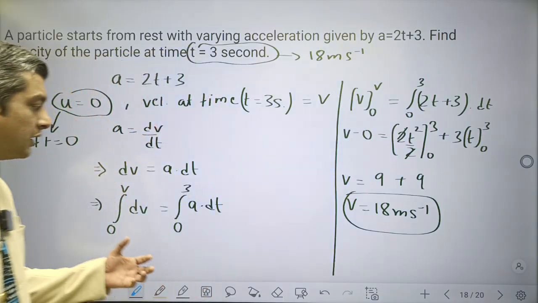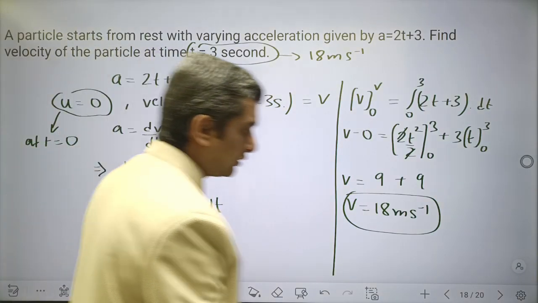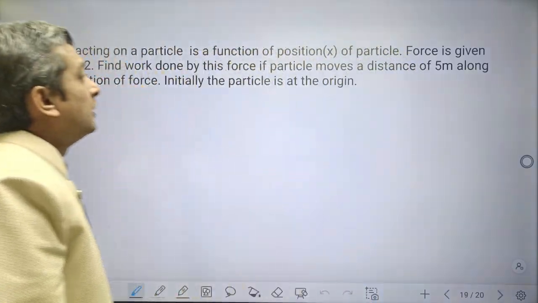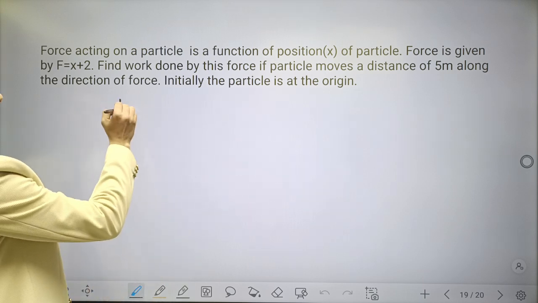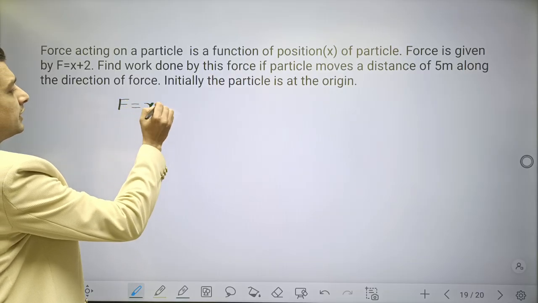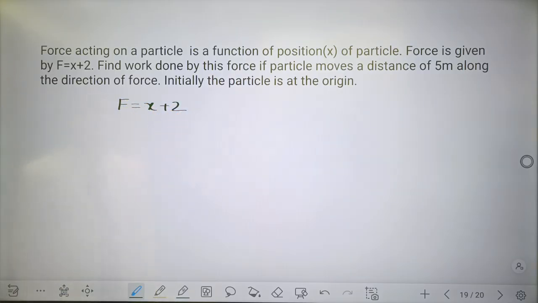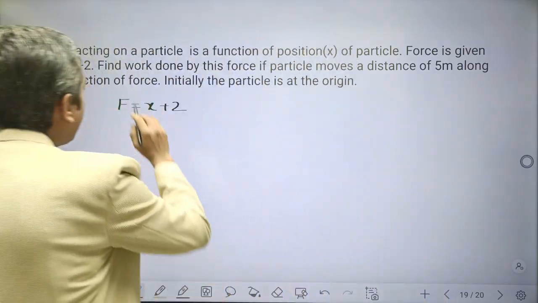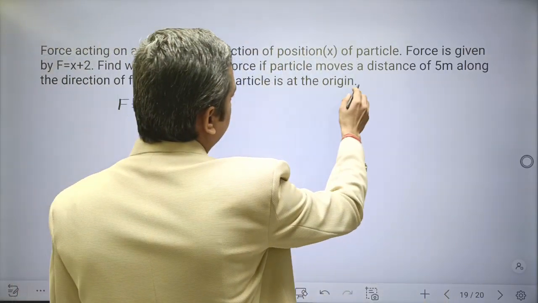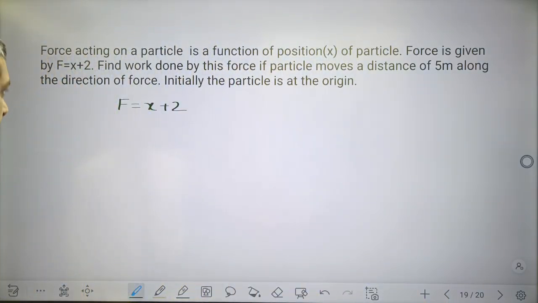So this is a practical application based on integration. Now, the force acting on a particle is a function of position x, and the force is given by x plus 2. Find the work done by this force if the particle moves a distance of 5 meter along the direction of force. Initially the particle is at the origin.